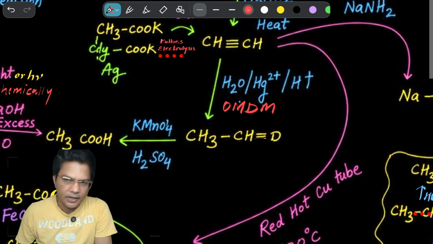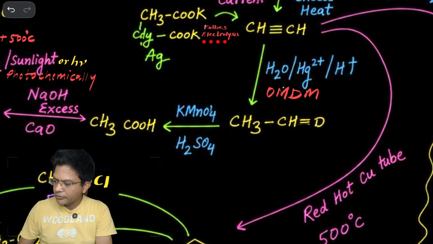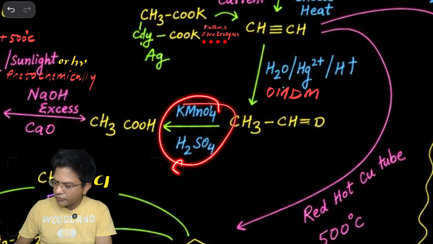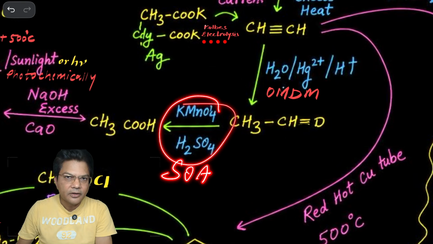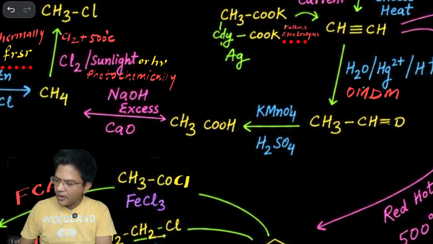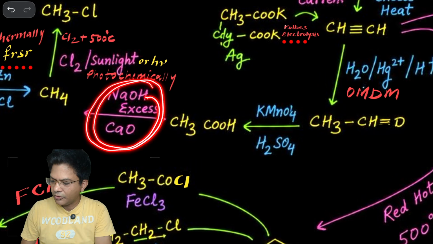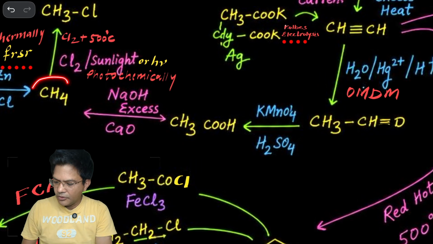without any rearrangement. Now CH3CHO on oxidation with a strong oxidizing agent will convert into acid. We got acetic acid, and now acetic acid on reaction with excess NaOH and calcium oxide, you know very well, is the soda lime reaction, or decarboxylation reaction, the lab method of preparation of alkane. You got methane.